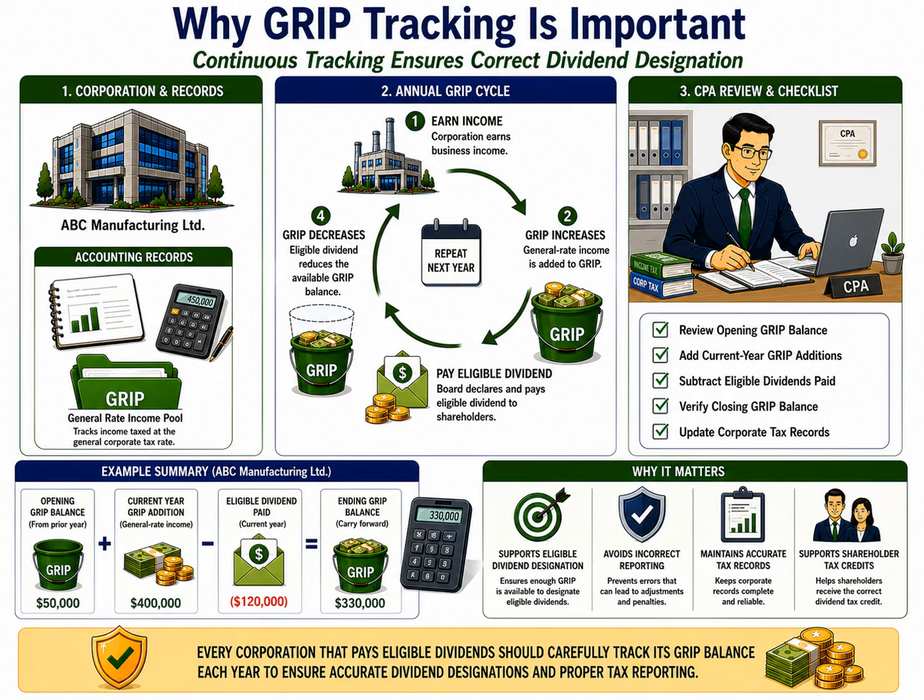We've now completed the GRIP calculation example. The final step is understanding why corporations and tax professionals spend so much time tracking this balance every year. Let's continue with our example of ABC Manufacturing Ltd.